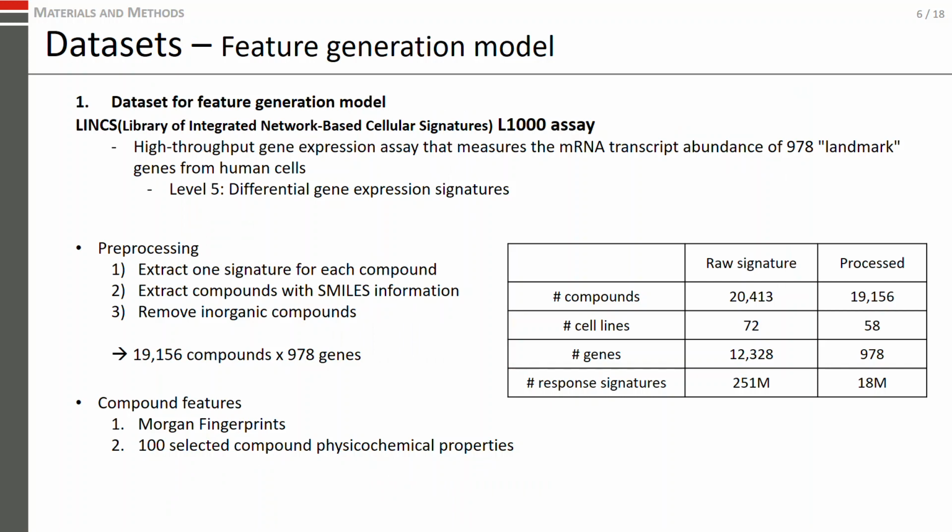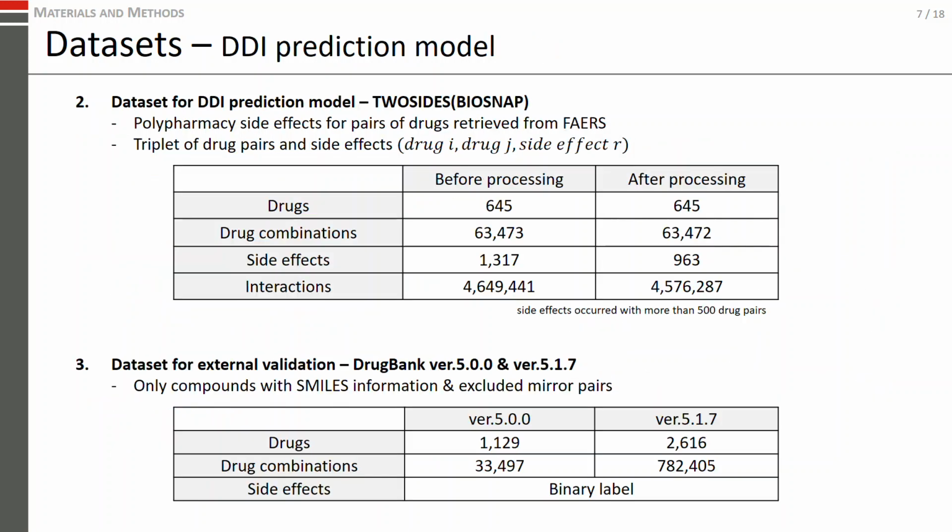To train the feature generation model, I use LINCS L1000 data, which provides differential gene expression signatures when a certain compound is treated. After the following pre-processing step, I've got signatures of 19,156 compounds. For the DDI prediction model, I used BioSNAP data processed to filter rare side effects. And I downloaded 2 versions of DrugBank database for external validation. You can find the numbers in the following tables.